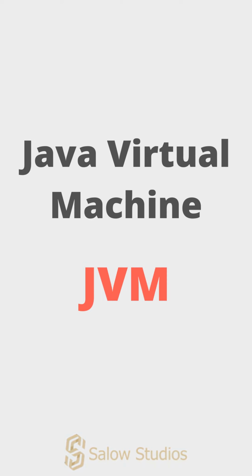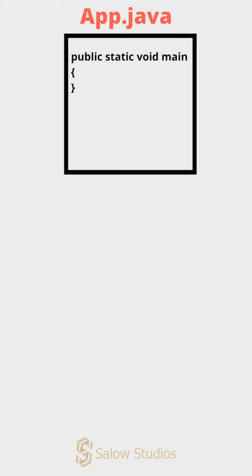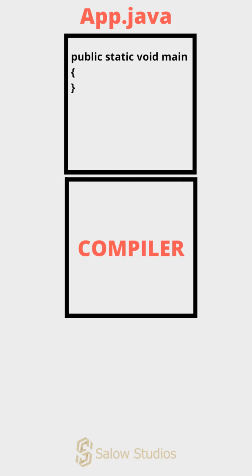JVM stands for Java Virtual Machine, and it is used to run our compiled Java program. To understand, let's take a look at the following example. We have a Java class called app with main function in it.